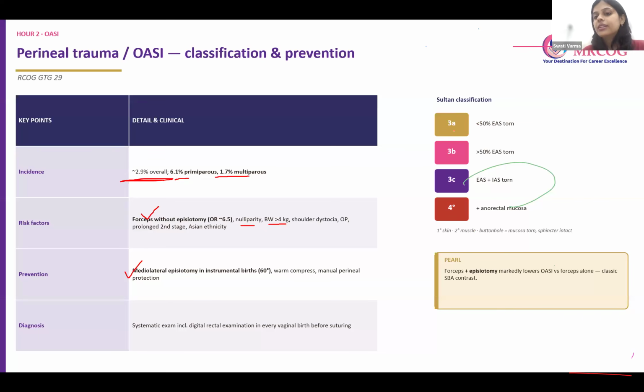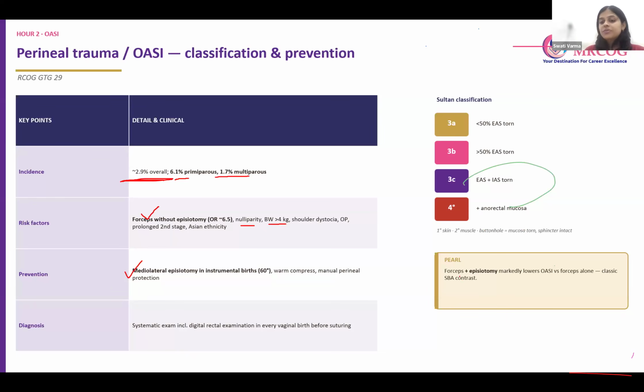If less than 50%, sorry, percent, of the external anal sphincter is torn, then it's 3A. If 50% or more of the external anal sphincter is torn, it's 3B. If both external anal sphincter and internal anal sphincter are torn, then it's 3C. When anorectal mucosa is involved, it becomes fourth degree. And one another entity is buttonhole, where the rectal mucosa is torn but the sphincter is intact. It's separate, called a buttonhole tear.